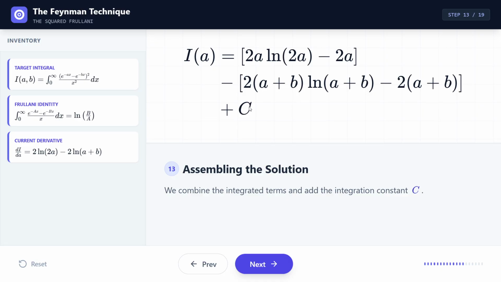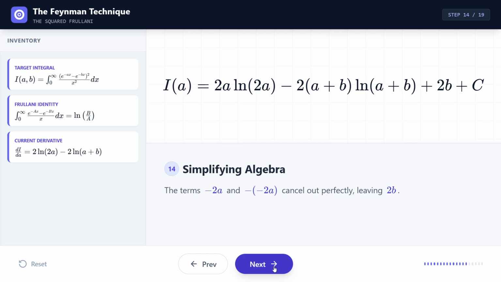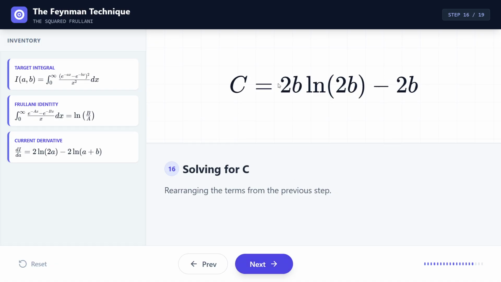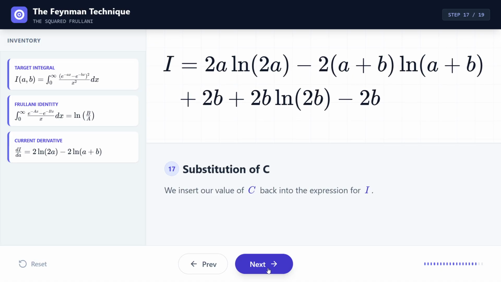All right, we just have this annoying constant of integration that we can solve for by using our initial condition that I of b is equal to 0. So if we plug in b, we know we get 0. That implies that our c has got to be this. So putting that back in, now we have our final expression for our integral.